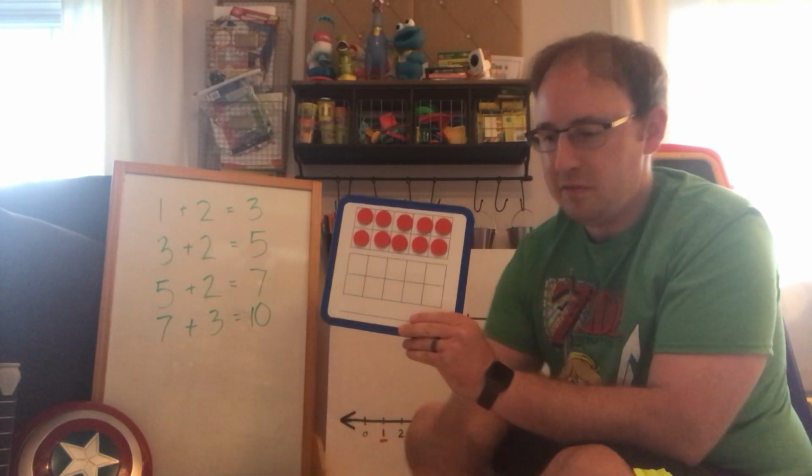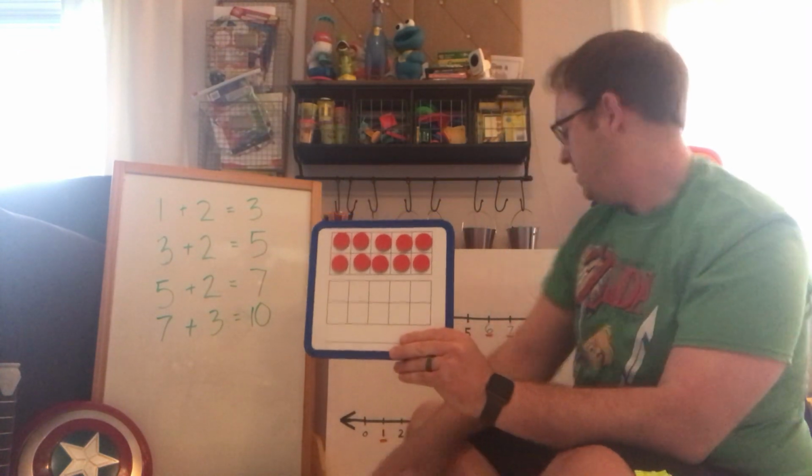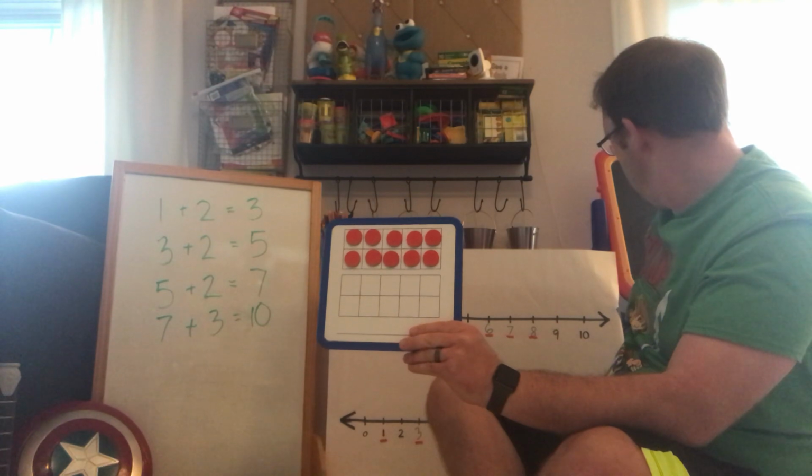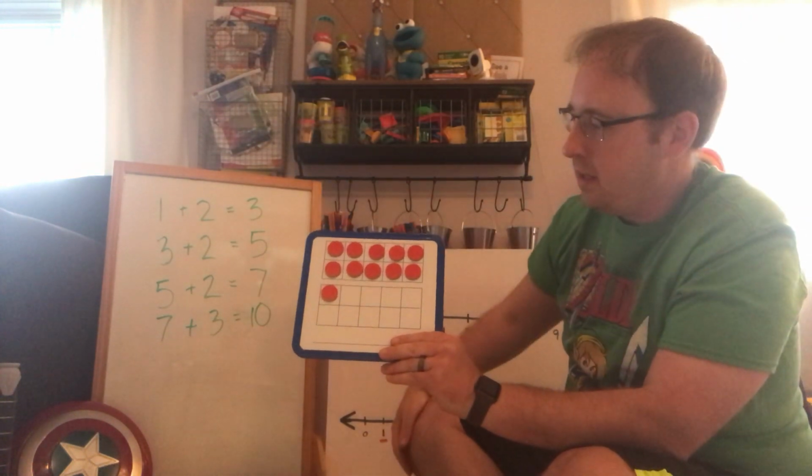Let's roll again. We want to keep playing until we build 20. This time I got a 1. I rolled a 1. So I'll put 1 there.